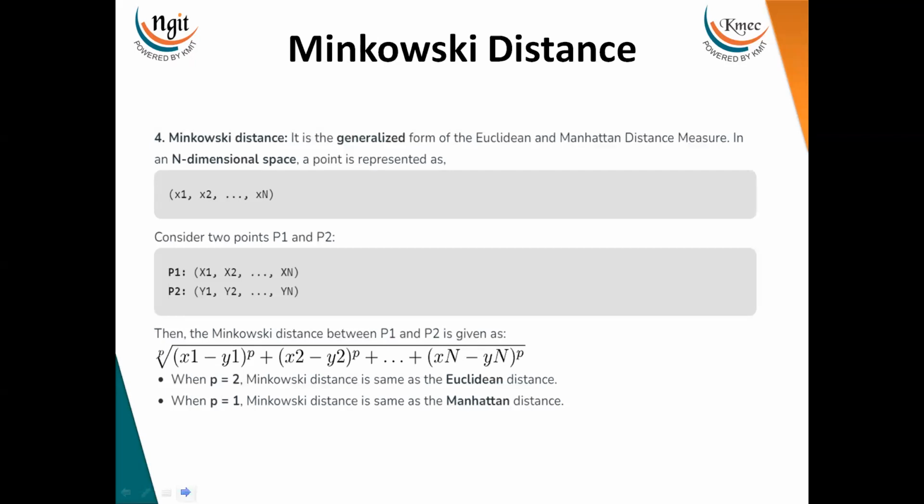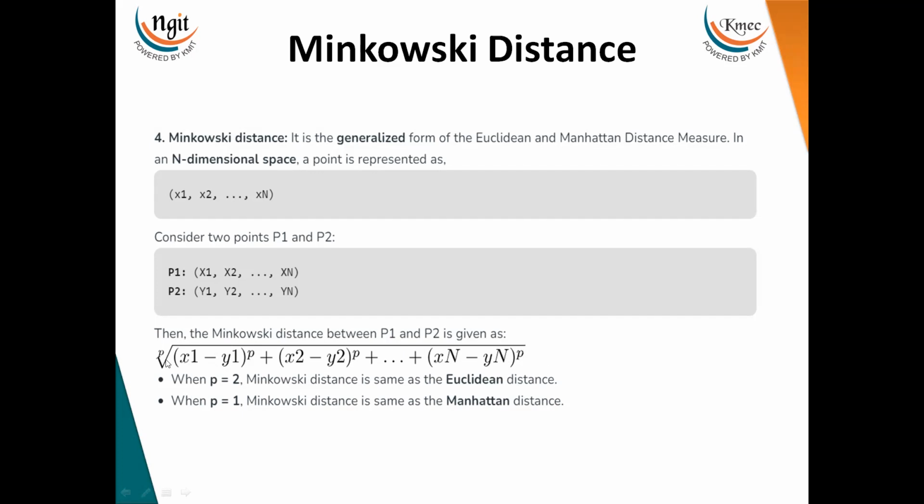So Minkowski distance is nothing but we can say it's a generalized form of Euclidean distance and Manhattan distance. So whenever we have an n-dimensional space and I want to find the Minkowski distance, how will it work? See, I have data points x1 to xn and I'm considering two data points, p1 and p2. P1 consists of x1 to xn and p2 consists of y1 to yn. Now I want to find the Minkowski distance between p1 and p2. Then my formula will be the p-th root of x1 minus y1 to the power p plus x2 minus y2 to the power p, in the same way till xn minus yn to the power p.